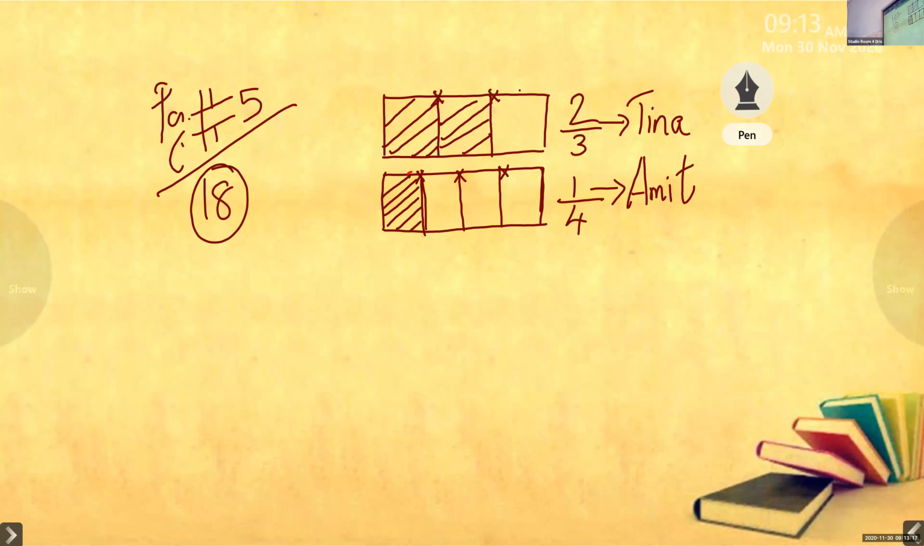Okay, Anay, are you writing? Page number 5, question number 18. Finished?